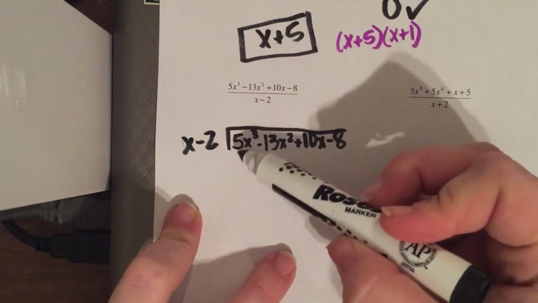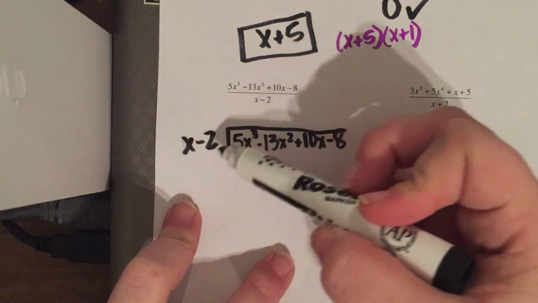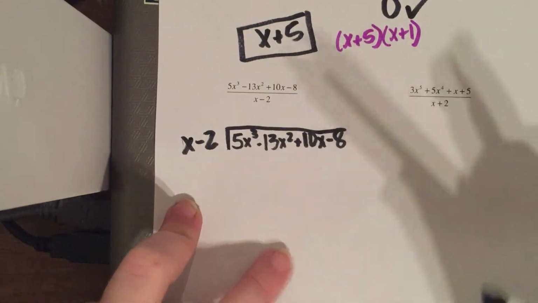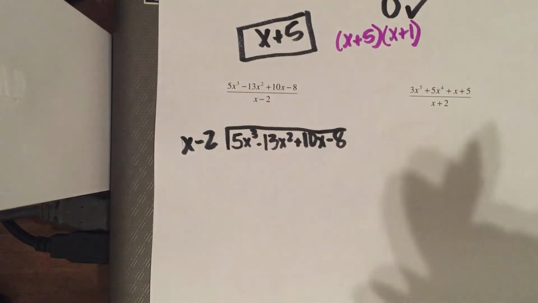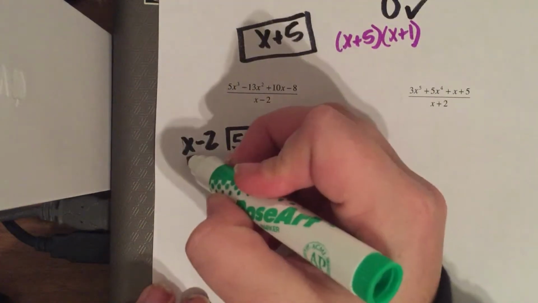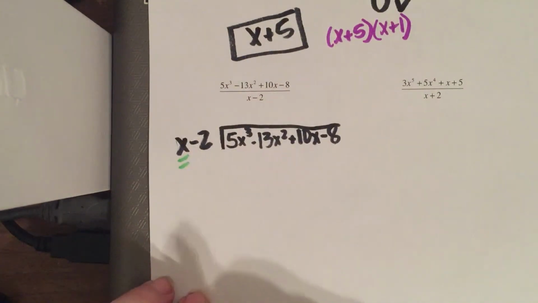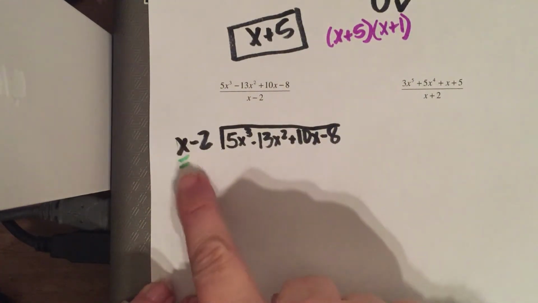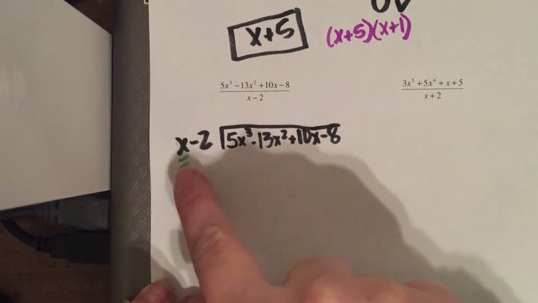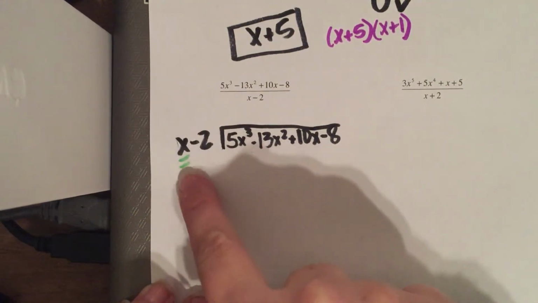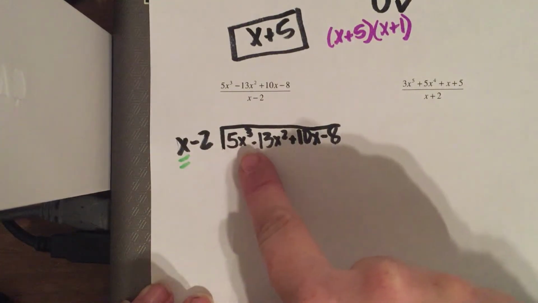And remember, dividend goes inside, divisor is knocking at the door. Okay? So now, here's what we do. We take our first term, x. X times what gets me 5x to the third? What do I need to turn my plain old x into 5x to the third?